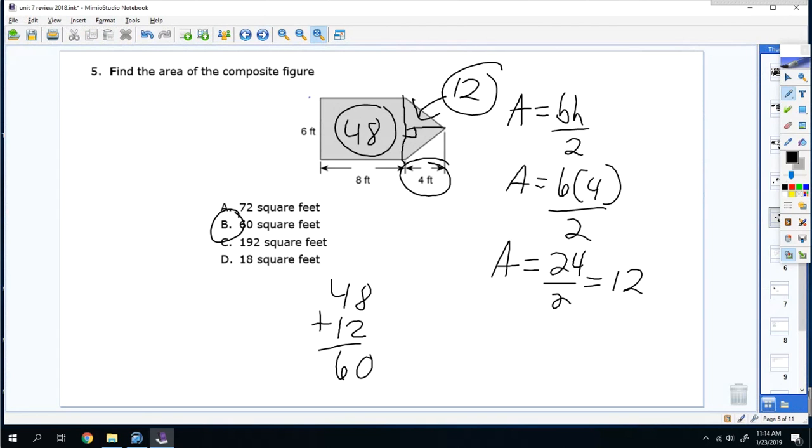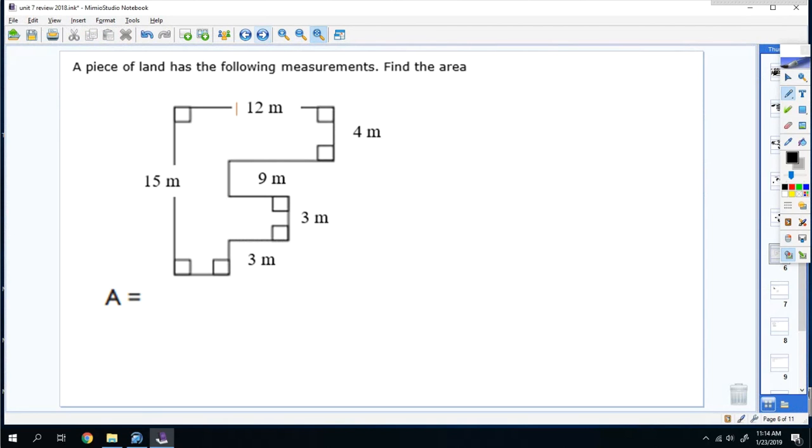All right, number 6. A piece of land has the following measurements. Find the area. Remember, you can break up your composite figures however you want. So the way I'm going to break this up is by this. So we're going to find the area of the top one first. So we're going to do 12 times 4, which is 48. You circle that. Then I'm going to do the little square down here. And the base is 3 and the height's 3, so the area is 9. Circle that.